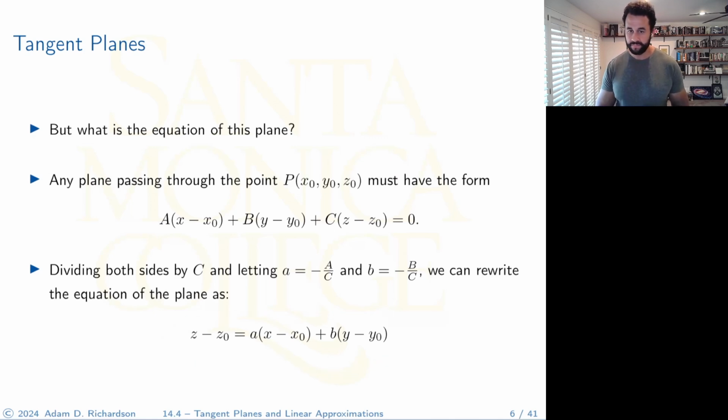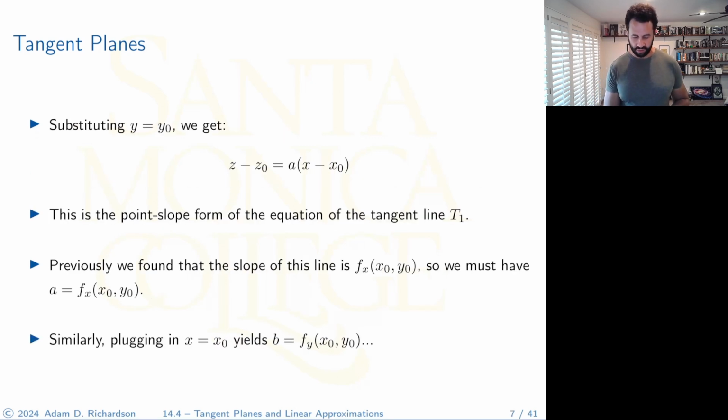Okay, so now it's starting to look a little more like the other form of a plane that we had from back in 12.5. So if we substitute y equals y naught, we get this. And this is just the point slope form of the equation of the tangent line T1. This is one of the reasons why I like to emphasize point slope form back in Calc 1 and in Calc 2. Not everything needs to be written in slope intercept form. Point slope is often more helpful for calculus because all of our analysis is localized at a point, and we want to start at a point and go somewhere from that point. So here, this is just the equation of the tangent line T1.